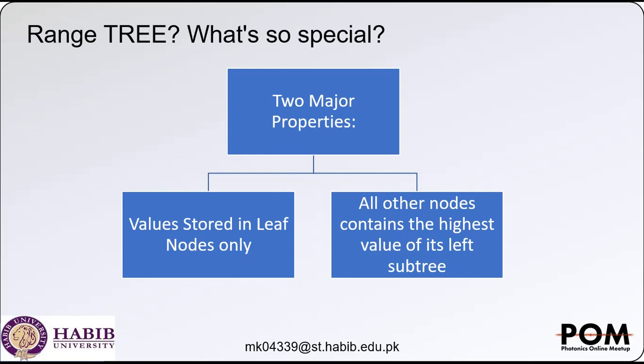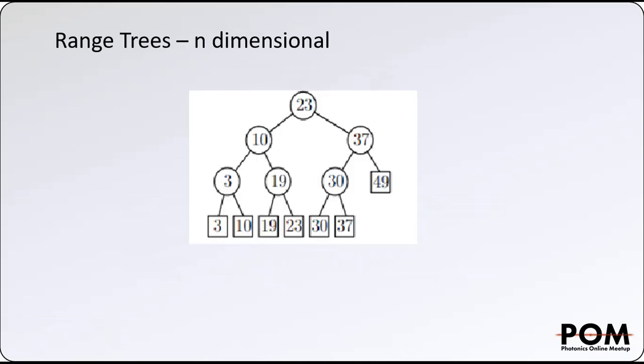And what about the other nodes? Other than leaf nodes, each node contains the value which is highest in its left subtree. This helps in range querying a range tree within a specific range, and we'll see how it helps. But these are the two points that we have to keep in mind when building the range tree and writing its add function and all of that stuff. So these are the two major properties of a range tree.